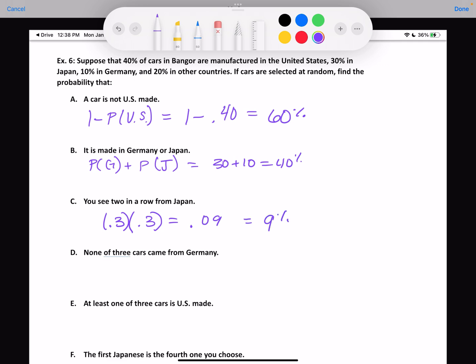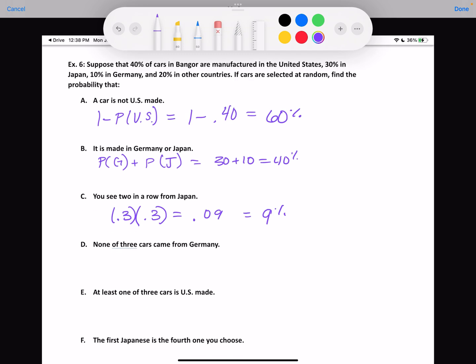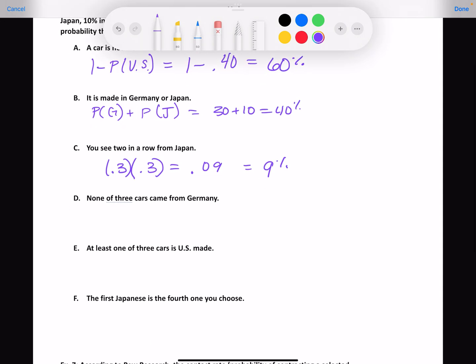Oh, I'm so glad you said that, because I was going to say 90%. I just can't move my decimal right. Name none of 3 cars. It said none of 3 cars came from Germany. So 90. No, it's not 90. Don't listen to me, I'm wrong. No, you use 0.9 times 0.9 times 0.9.